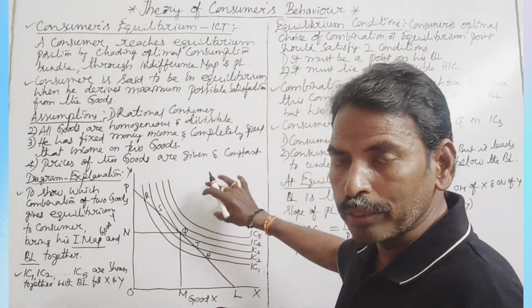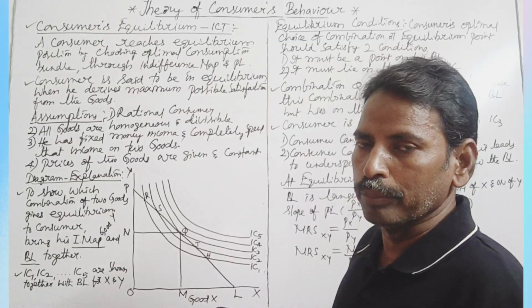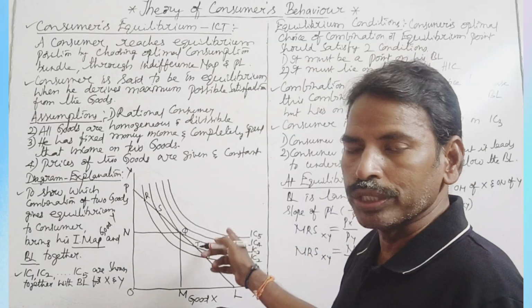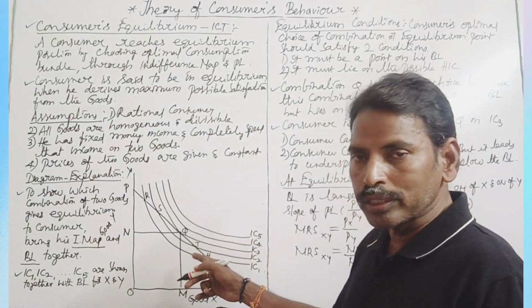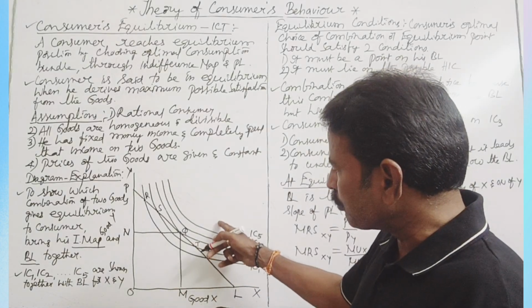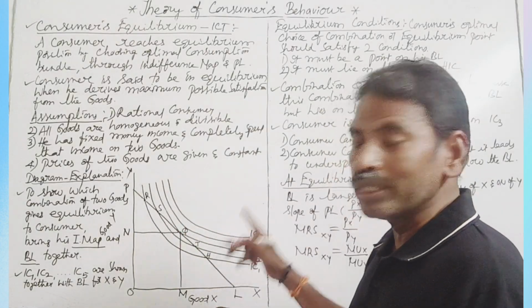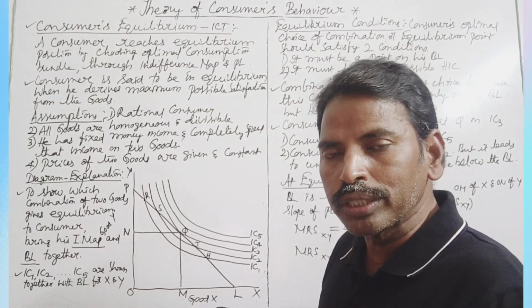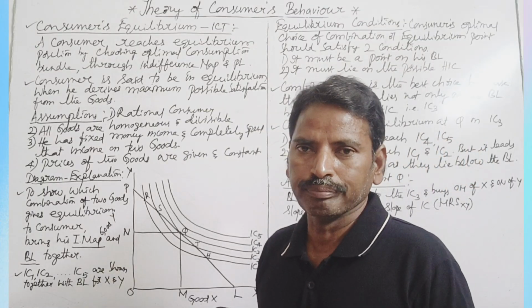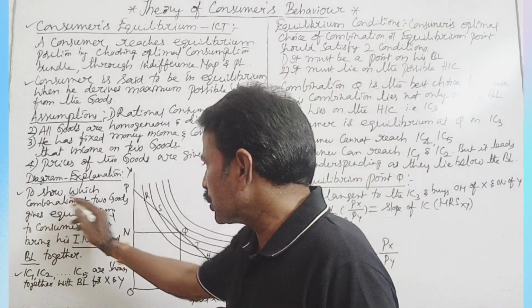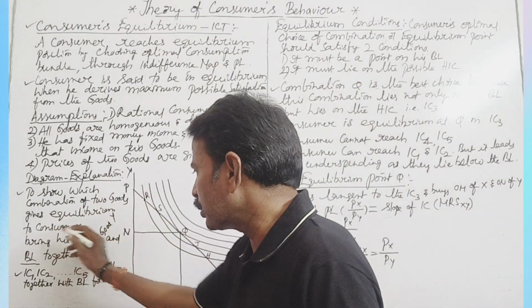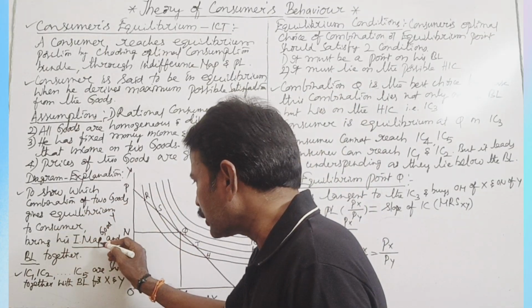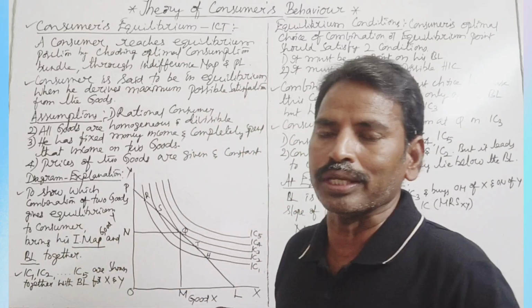This diagram depicts consumer's equilibrium, explains consumer's equilibrium using indifference curve. What are the requirements? Indifference map is available, price line is available to examine the consumer's equilibrium. Next, to show which combination of two goods gives equilibrium to the consumer, bring his indifference map and budget line together.